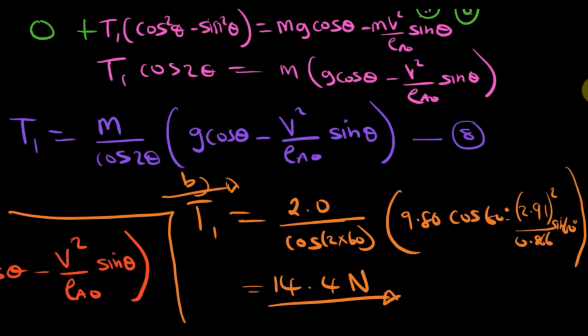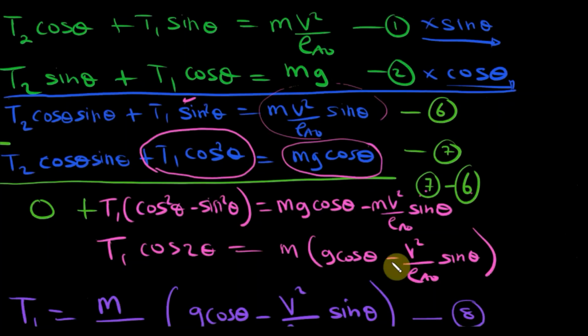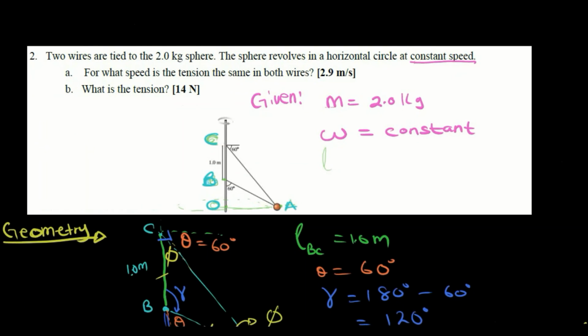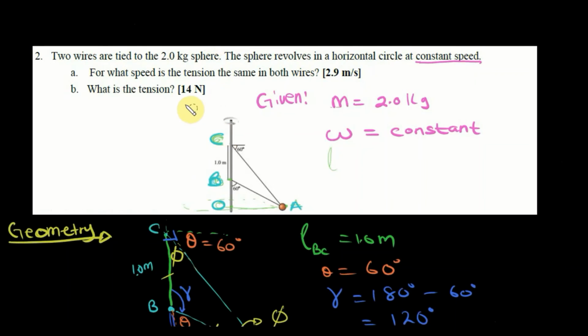Alright, there you have it. That's our answer. We have 2.91 meters per second, and we got tension 1, which is equal to tension 2, as 14.4 newtons.